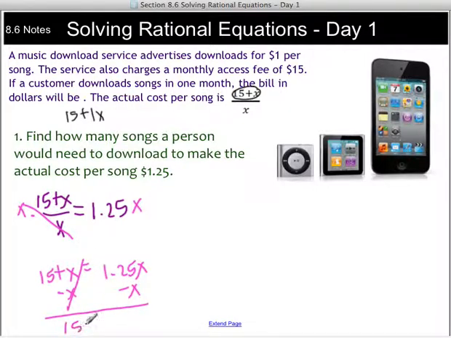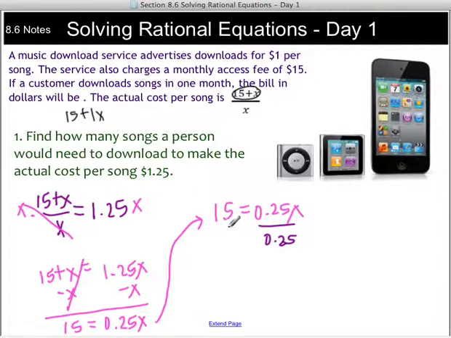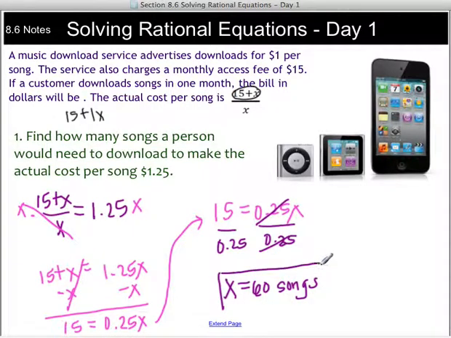If I wanted to solve for x, I would first subtract x from both sides. So I have 15 is equal to 0.25x. Then in order to solve for x, I would divide both sides by 0.25. On my calculator, 15 divided by 0.25 is 60. So you would need to download 60 songs in order for your average cost to be $1.25 per song.